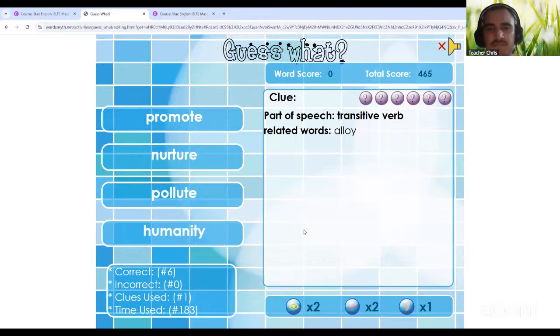Next, we have a transitive verb. A related word is alloy, but that's not massively helpful.